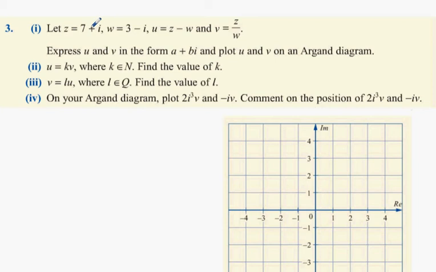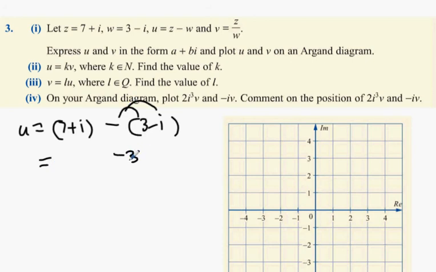Let Z be 7 plus i. W is 3 minus i. U is whatever Z is, take away whatever W is. So look, there's no excuse for not picking up some easy marks there. Remember to change the sign. Minus 3 plus 1i, 7 plus i. We're going to get 4 plus 2i. So change that there.